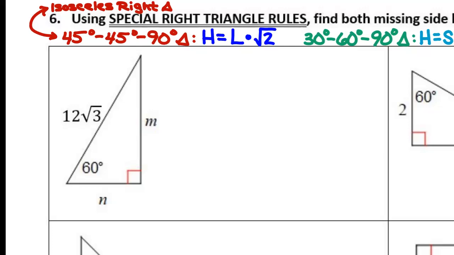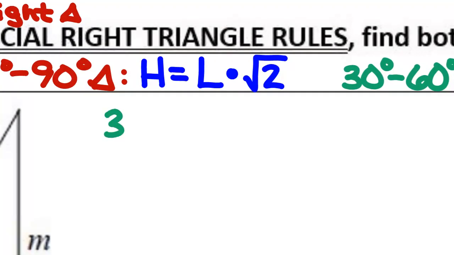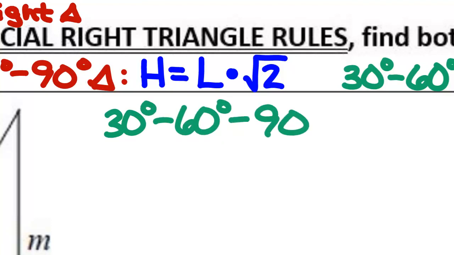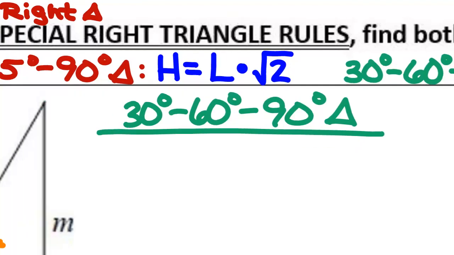In the first one, upper left box, this piece that we have right here, 12 square root of 3, what part of the triangle is that? That is the hypotenuse, absolutely correct. Across from the right angle. What kind of special right triangle is this one? It's a 30, 60, 90. Absolutely correct. So 30, 60, 90 triangle. We know the hypotenuse. We do not know the short leg.